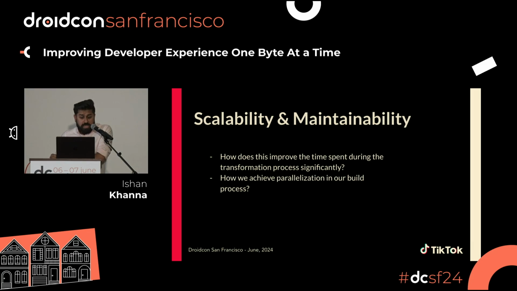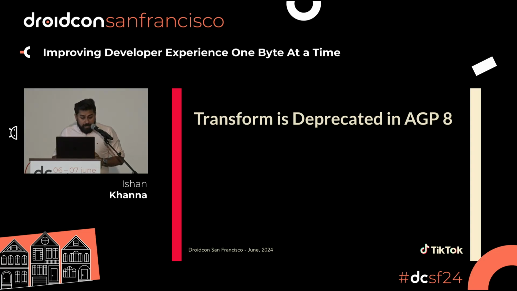And how can we achieve parallelization in our build process? It's designed to leverage parallel processing capabilities during its bytecode transformation phases. Because we only run one transform task, all the plugins run in parallel inside that task.